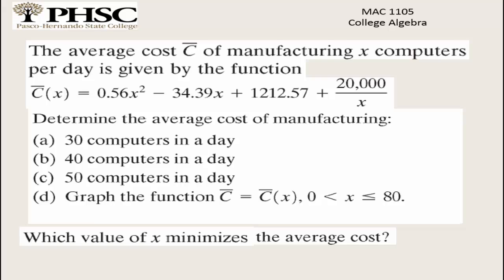So the last thing I want to talk about is the average cost function. And so the average cost function is a way for manufacturers to find out what is the average cost of producing the next widget, if you will. So here we have x as the number of computers per day, and the average cost function is given right there. So we're going to determine the average cost of manufacturing 30 computers, 40 computers, 50 computers, and then we're going to graph the function C bar.